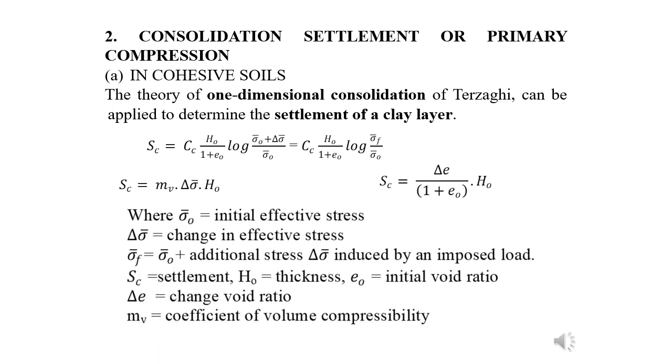What do you mean by sigma bar? Initial effective stress. Delta sigma bar is the change in effective stress, Sc is the settlement, H0 is the thickness of the layer, e0 is the initial void ratio, delta e is the change in void ratio, and Mv is the coefficient of volume compressibility.